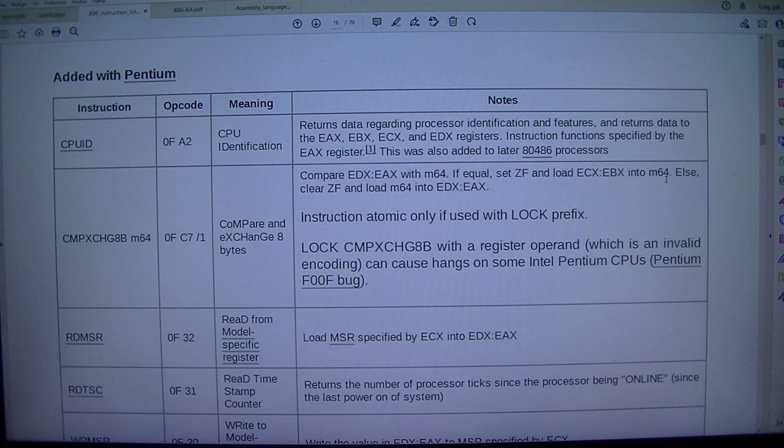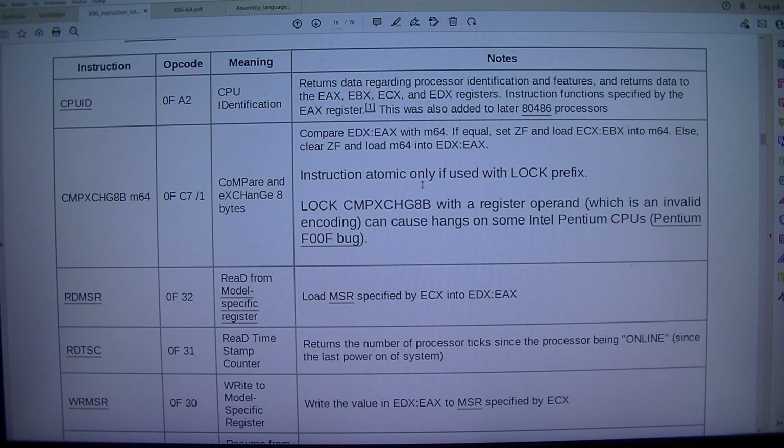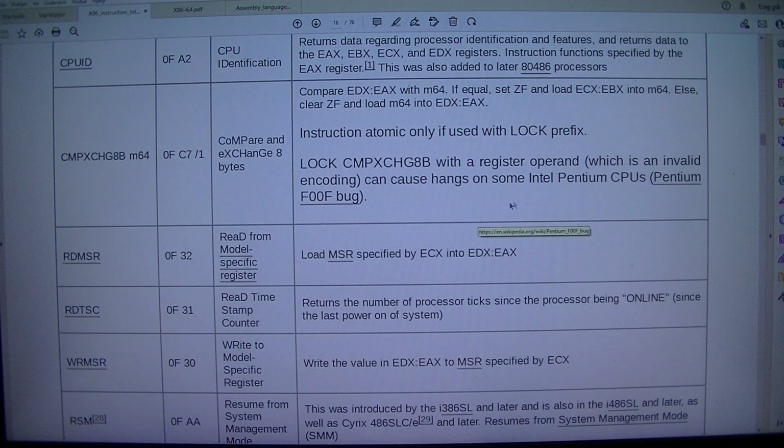CMPXCHG8B M64 0FC7/1: compare and exchange 8 bytes, compare EDX:EAX with M64. If equal, set ZF and load ECX:EBX into M64. Else clear ZF and load M64 into EDX:EAX. Instruction atomic only if used with lock prefix. CMPXCHG8B with a register operand, which is an invalid encoding, can cause hangs on some Intel Pentium CPUs. Pentium F00F bug.